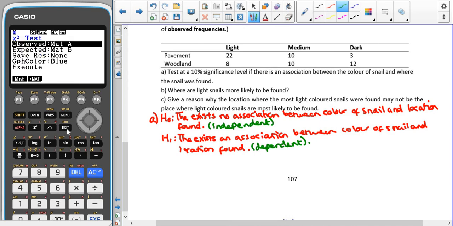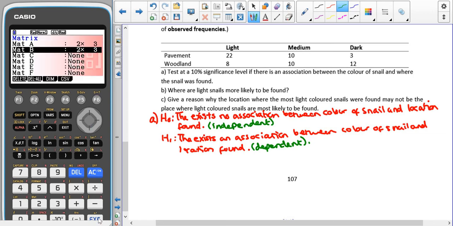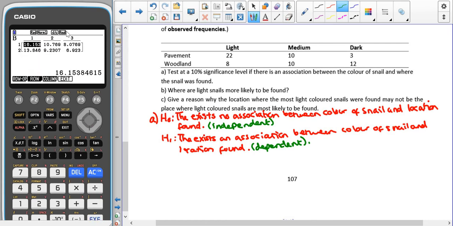If I just go back far enough, the reason for that is we typed in our observed values into matrix A, and what the calculator does is that it fills matrix B with our expected values. And as I've said in the explanation, we need to know what those expected values are. So just going back to that bit, arrow mat, and then we're going to go down to matrix B, and we need to write down these values.